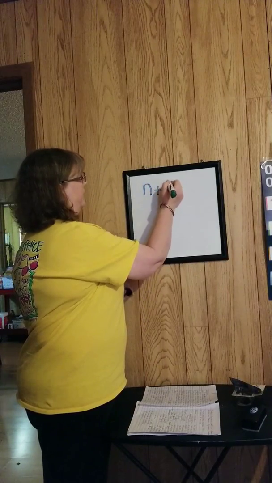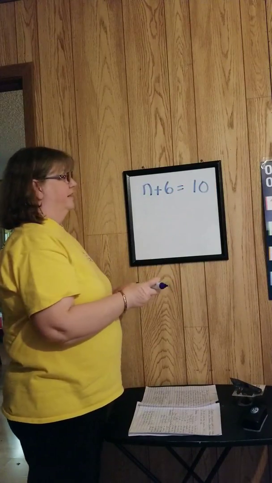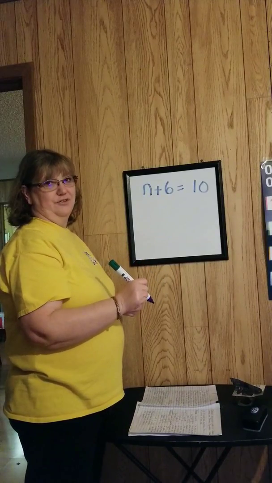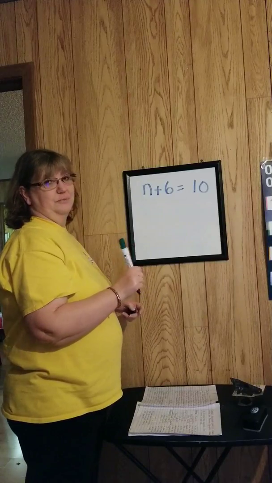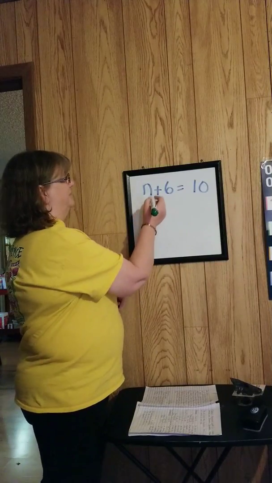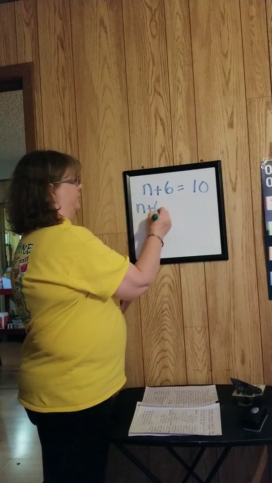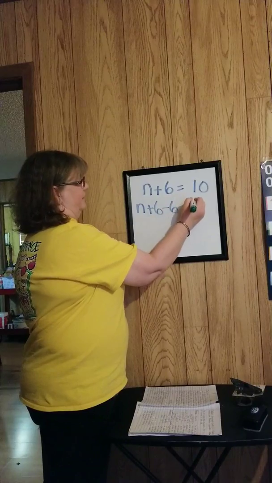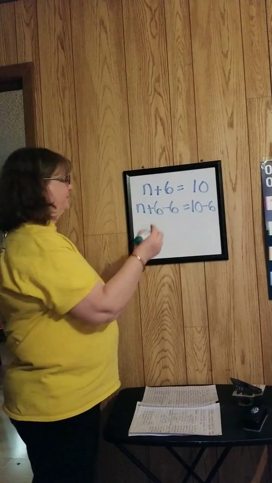n plus 6 equals 10. And with solving equations, you have to do the inverse. This is an addition problem, so we're going to do the inverse, which means opposite. So the opposite of addition is subtraction. So this is where some of you got confused. But we got to subtract the 6 on this side to get rid of it. And we're going to subtract it over here to give us our answer.